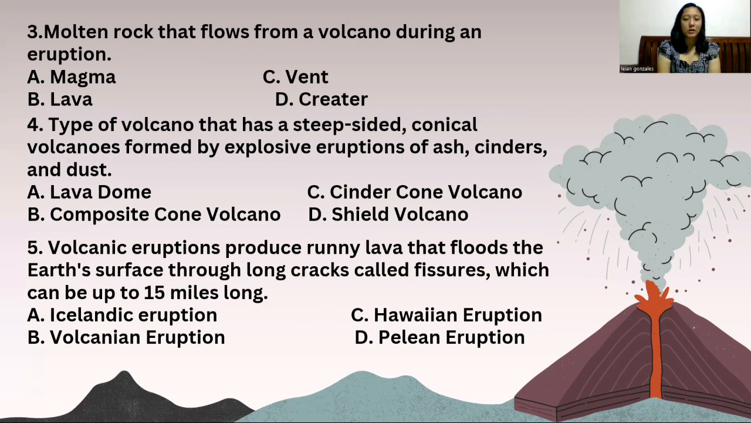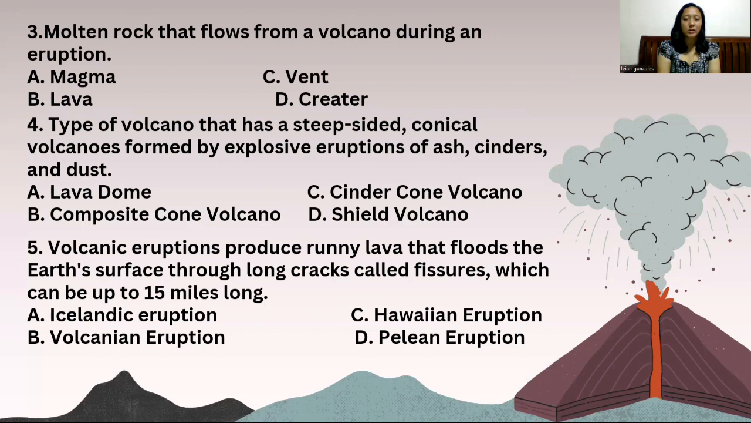Lastly, number 5. It is a volcanic eruption that produces runny lava that floods the Earth's surface through long cracks called fissures, which can be up to 15 miles long. Is it A, Icelandic eruption? B, volcanic eruption? C, Hawaiian eruption? Or D, Pelean eruption?